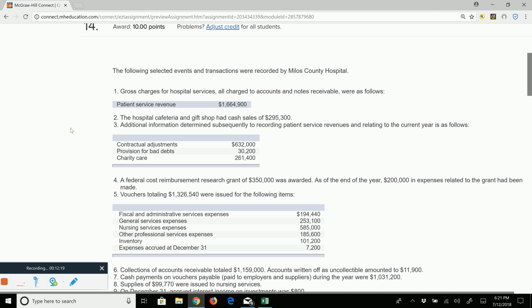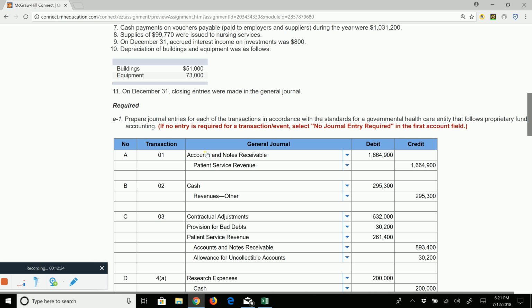Gross charges, $1,664,900. Debit receivable, credit revenue for the gross amount. We haven't done any analysis yet of what that needs to be contractually written off, but we will get to it really soon.